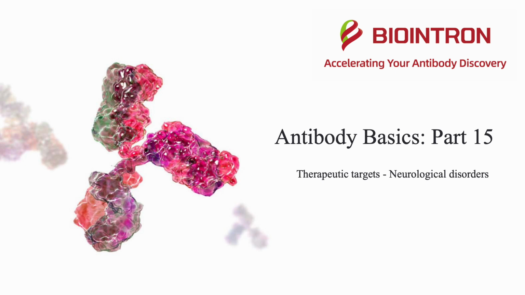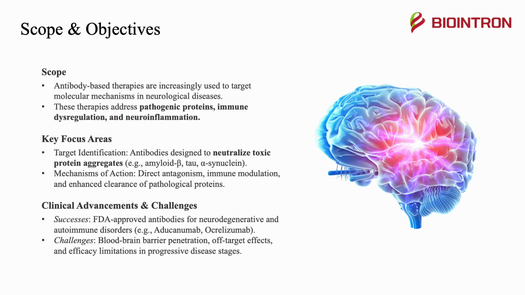In this episode, we'll talk about therapeutic targets for neurological disorders. Antibody-based therapies are increasingly used to target molecular mechanisms in neurological diseases. These therapies address pathogenic proteins, immune dysregulation, and neuroinflammation. Key focus areas in target identification are antibodies designed to neutralize toxic protein aggregates, such as amyloid beta, tau, and α-Synuclein.